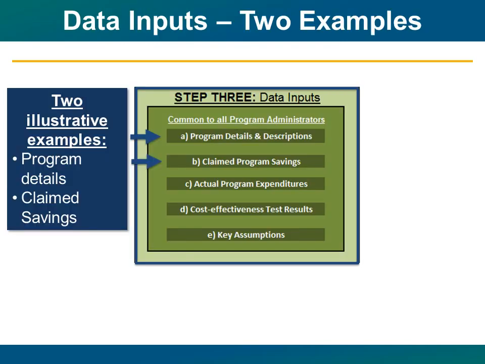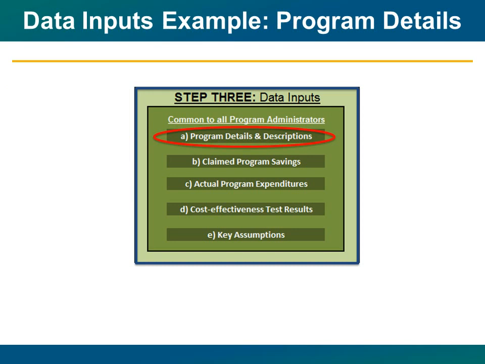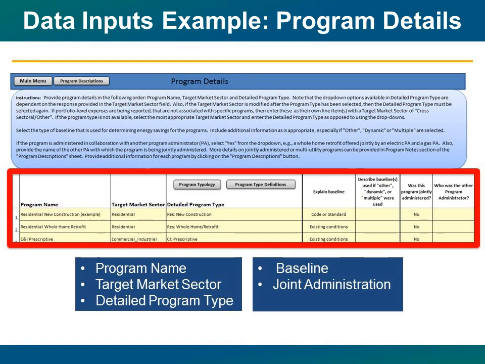Now we're going to take a deeper dive and look at some of the material within two of the sheets, the program details and the claimed savings. First, looking at the program details sheet, what you see here is just a portion of the sheet. The light blue box contains the specific instructions on how to complete the sheet. Just to quickly note, we already talked about the general set of instructions, but on each of the sheets, there are specific instructions on how to fill out that sheet in particular. They go into more detail.